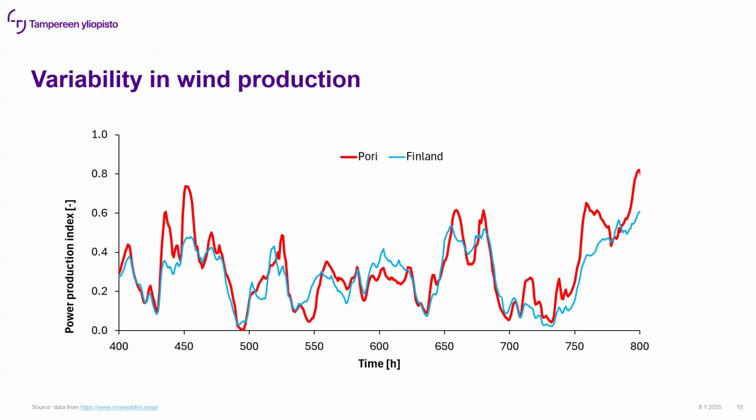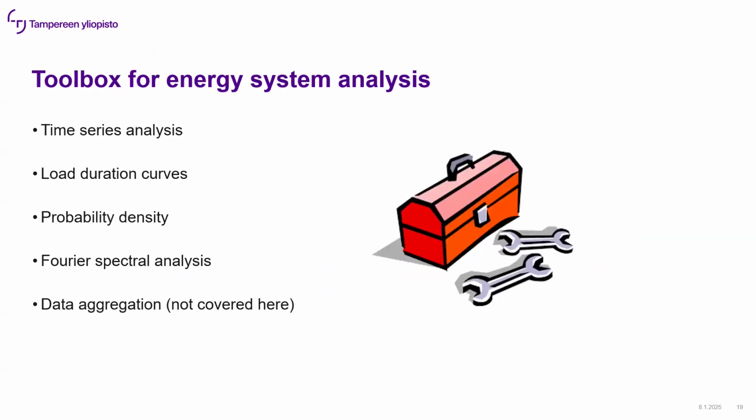So can you extrapolate from the localized data to the overall data? If you want to take the wind production in Finland, or if you want to model it based on how windy it is, you have to have different locations to get the wind speed from.